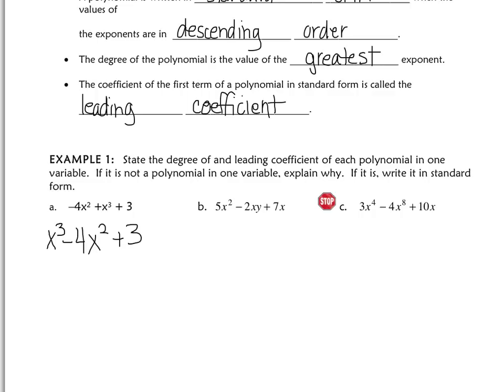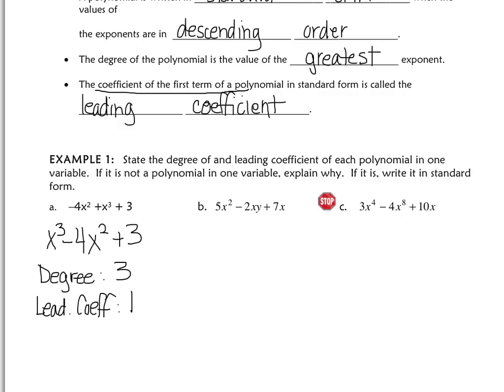So let's talk about the degree. The degree is the value of the greatest exponent, so it's 3. And then the leading coefficient is the coefficient, remember up here, of the first term when it is in standard form. So our first term here is x to the third. That coefficient would be 1.